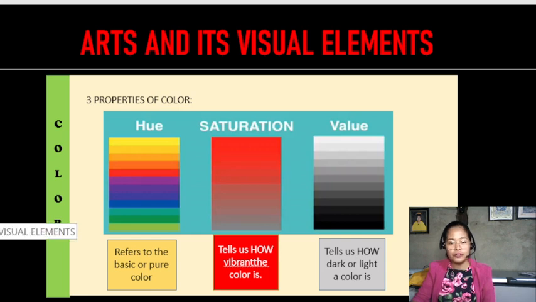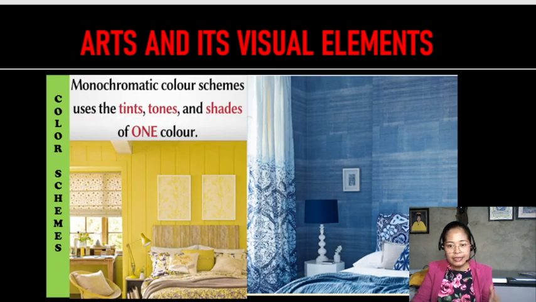Now we go to the scheme, the color scheme. Okay, we have here the monochromatic, the analogous, the complementary, the split complementary, and the tetradic. Okay, so we first know what is monochromatic color scheme.